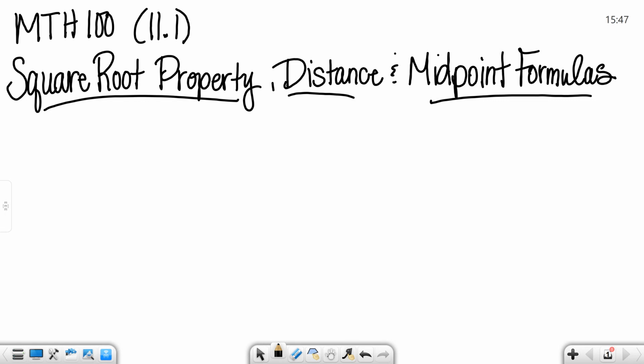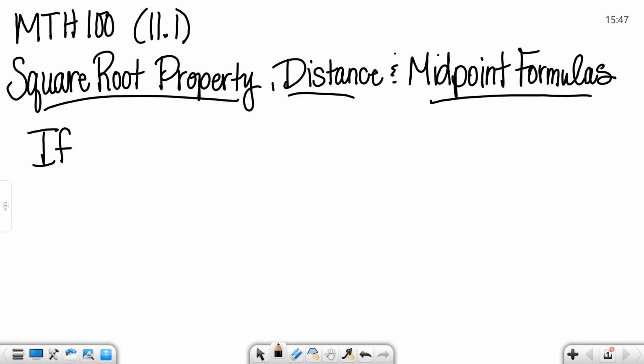Math 100, Lesson 11.1. We're going to talk about the square root property and the distance and midpoint formulas. Now, if you're thinking, oh no, I've messed up, I was on Chapter 10, Chapter 11, Section 1 and Section 2 are on the same exam that Chapter 10 is on, so you're in the right place.